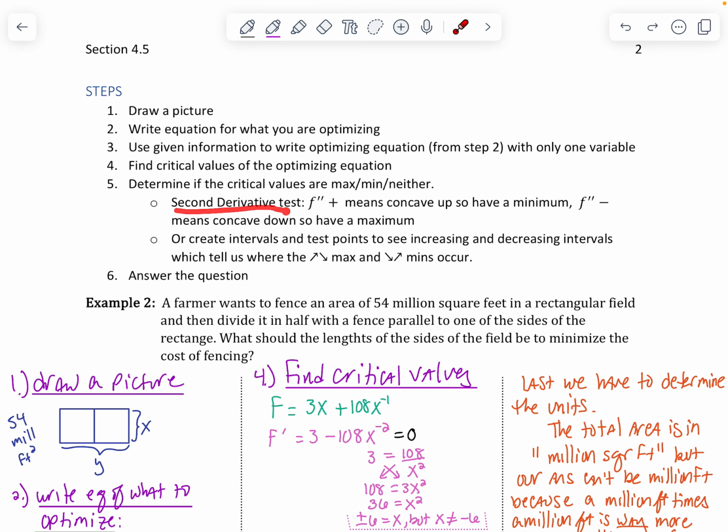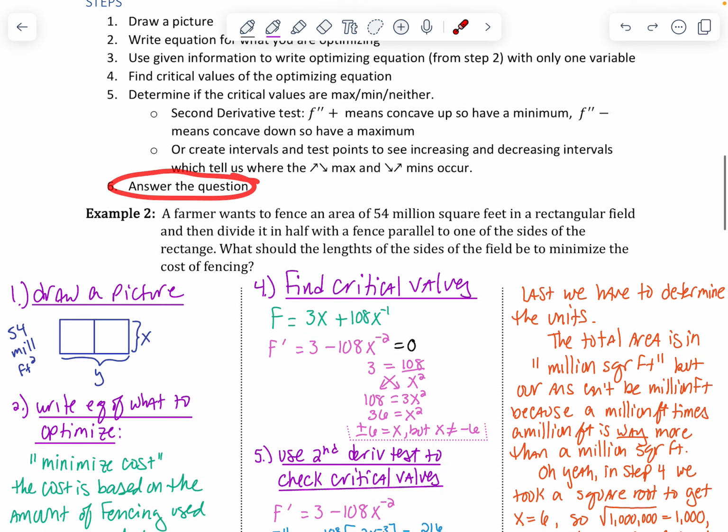Then we're going to find our critical values, and then we're going to determine if they're max, min, or neither. If possible, the second derivative test usually seems easiest because the second derivative of your critical value, when positive, is concave up, meaning a minimum. Or if the second derivative is negative, which means concave down, then you can see you have a max. Otherwise, go ahead and create intervals, test points looking for a change from increase to decrease, etc., to see if you have a local max or min.